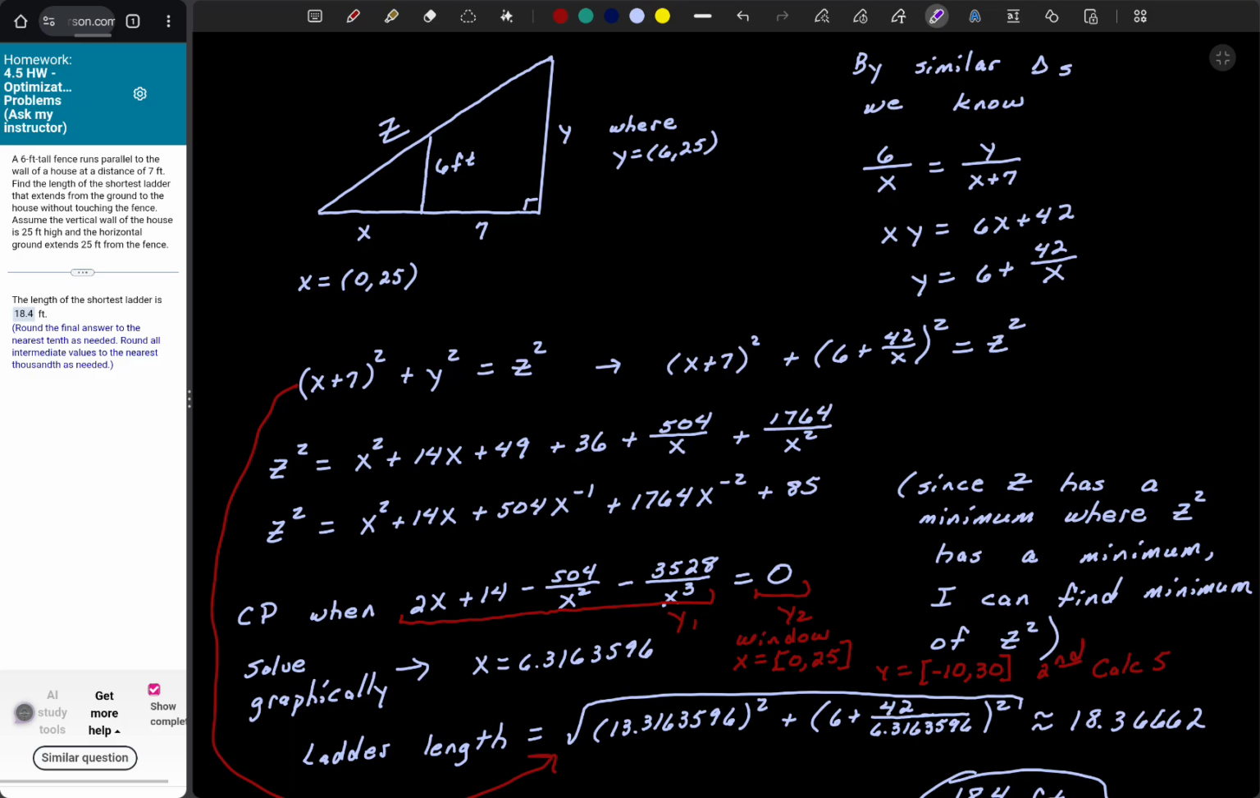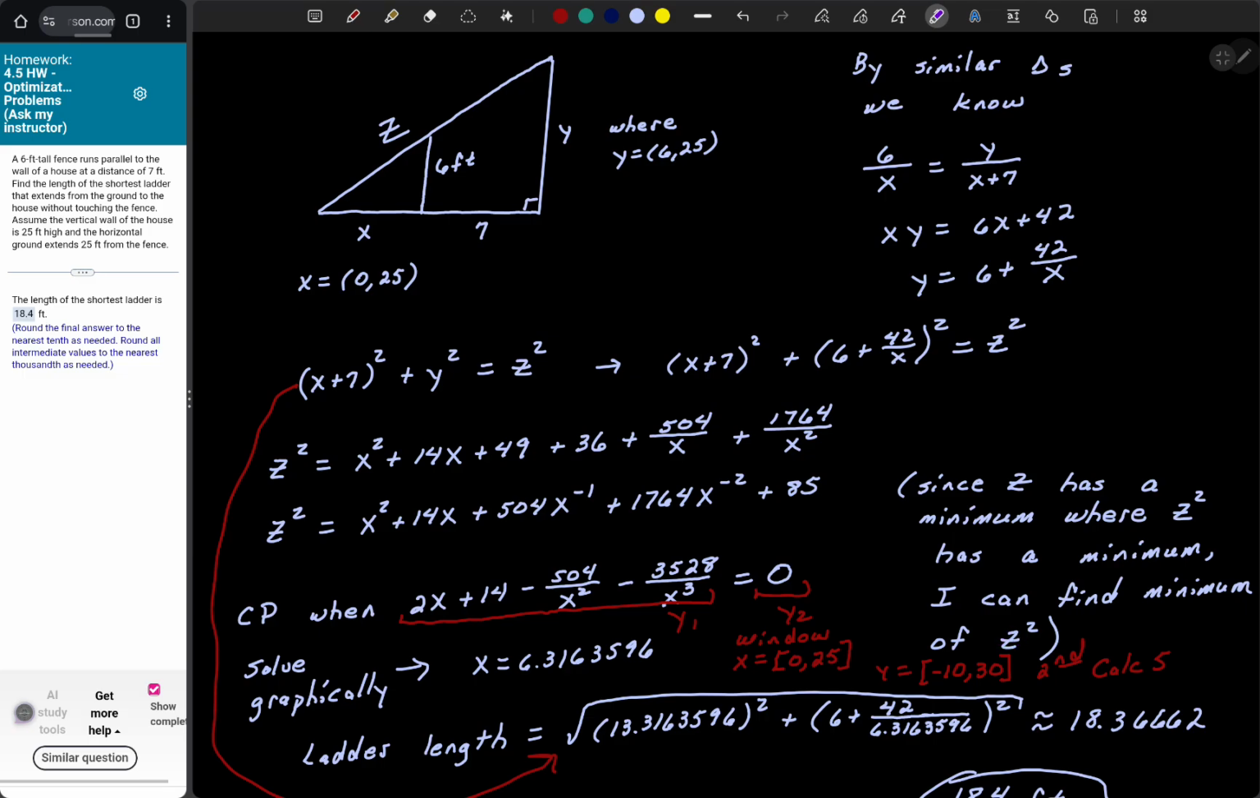So I'm thinking, well, okay, since I know that the length z has to be positive, I know that its minimum is going to occur at the exact same critical point as where the minimum of z squared occurs. So I don't have to go through, fortunately, and try to take the square root of this horrendous expression. That would be messy. So the logic I'm going to use here is, since z has a minimum where z squared has a minimum, I can find the minimum of z squared. Okay, so what does that mean?